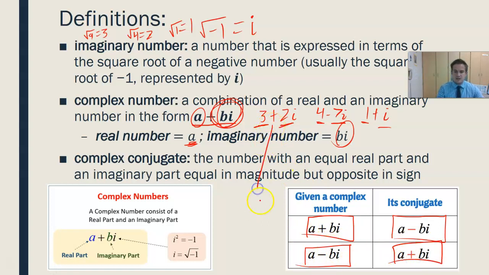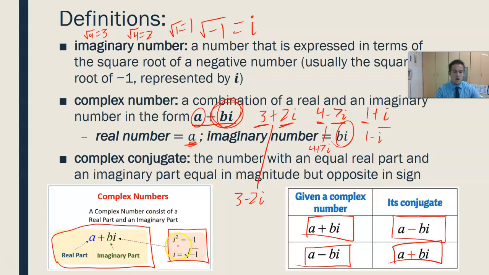So in this case, the conjugate of 3 plus 2i is 3 minus 2i. The conjugate of 4 minus 7i is 4 plus 7i. The conjugate of 1 plus i is 1 minus i. So the conjugate just flips that sign from positive to negative, or from negative to positive. And here again is kind of a view of what a complex number is made up of, with the reminder that i squared is equal to -1, because i is equal to the square root of -1.